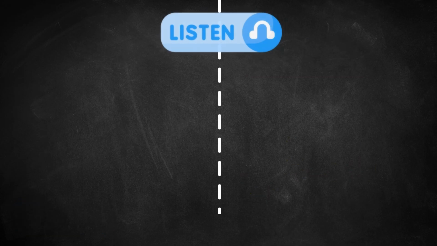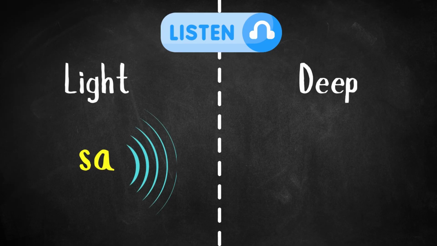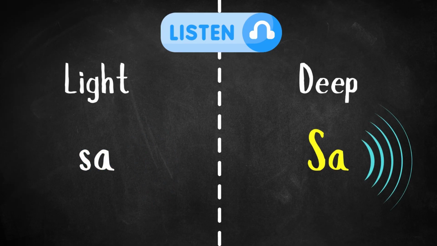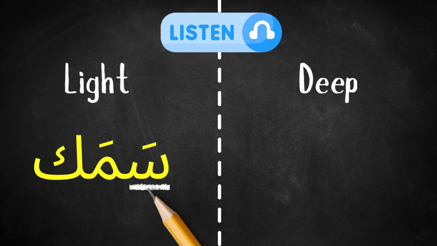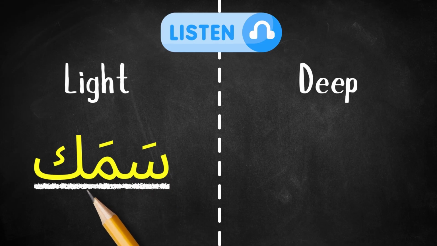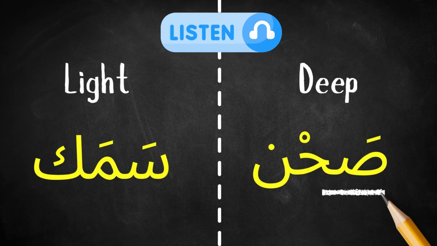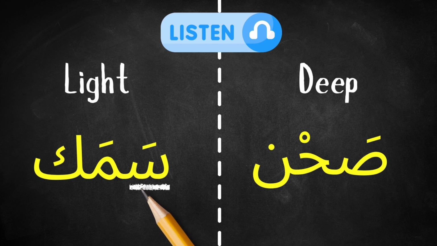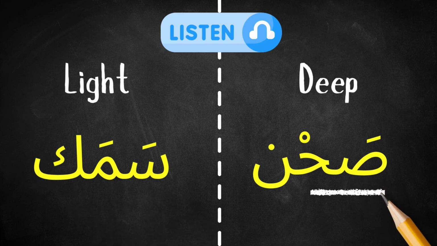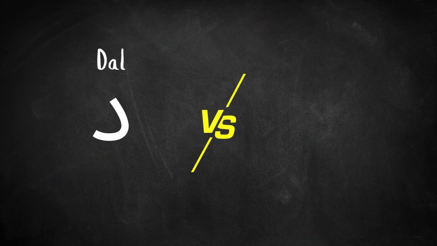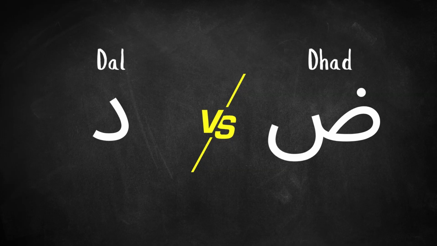Now listen to the difference. One is light and one is deep. Sa, sa. Sa, sa. Now repeat after me. Sa, samak. Sa, sahn. Sa, samak. Sa, sahn.